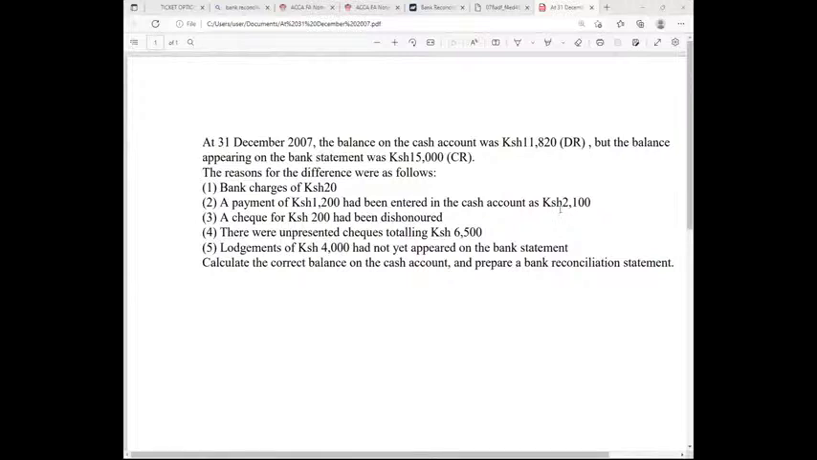So there are two ways here. You see, this is an error in the cash book. We were supposed to credit this account with the 1,200, right? Because a payment of 1,200 had been entered in the cash account as 2,100.